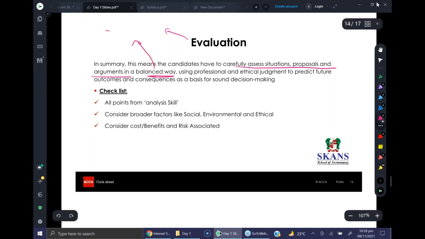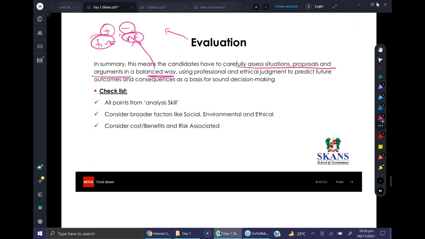What is the balanced way? It is to consider positives, negatives, financial, non-financial aspects. So most of the time, the balance in the answer comes by following these 4 ideas: positive aspects, negative aspects, financial as well as non-financial, if of course the concept is relevant. So carefully assess the ideas, proposals, etc., using professional ethical judgment to predict future outcomes and consequences as a basis of sound decision making. Now, what exactly needs to be done to demonstrate evaluation?